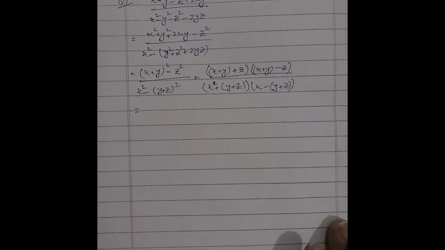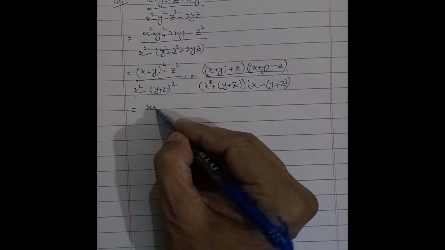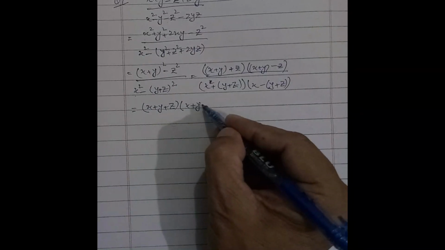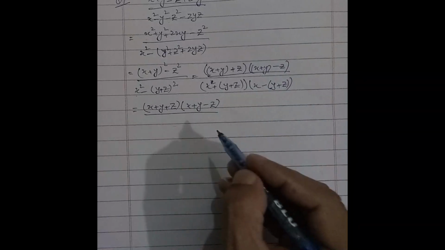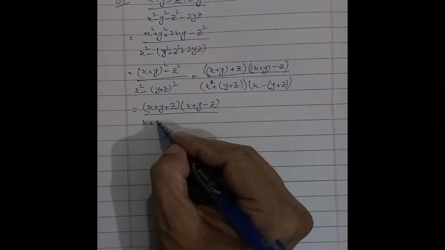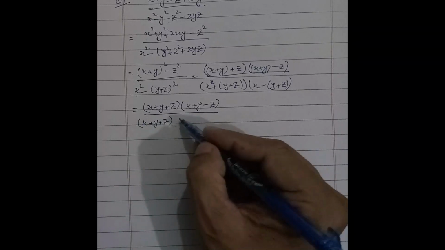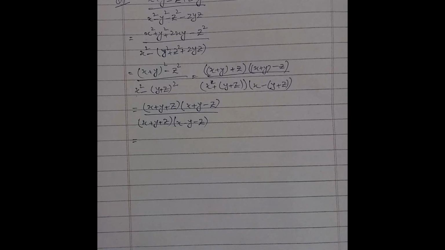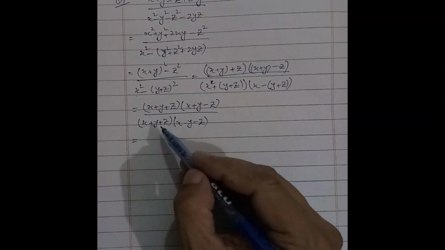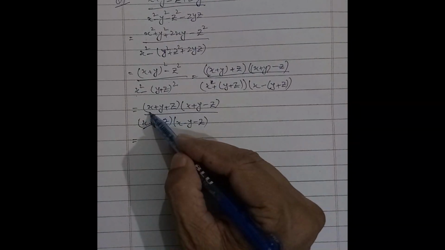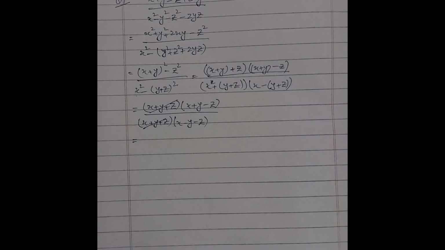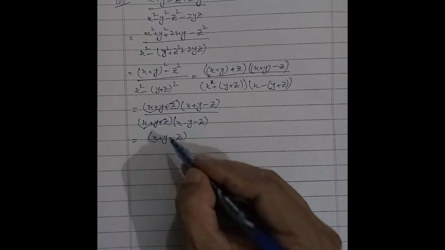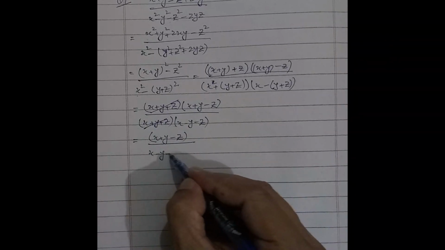Now open the brackets. x plus y plus z, x plus y minus z over x plus y plus z, x minus y minus z. Simplify these two values. x plus y plus z cancel with x plus y plus z. And the remaining values are x plus y minus z over x minus y minus z.